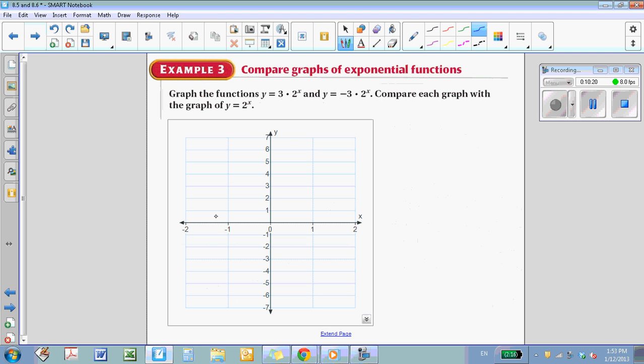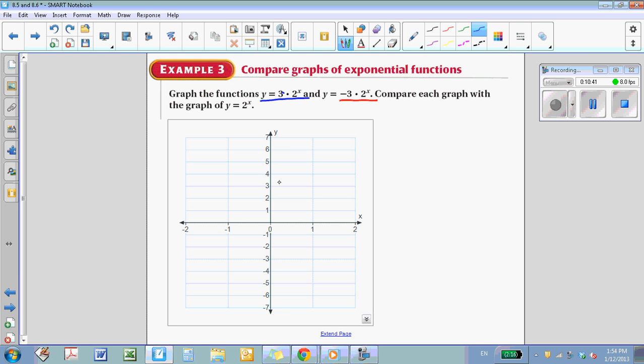Okay, so here we have to graph two things. We're going to have this blue function, and then we'll do this red function. I'm going to use the idea of the zero value and doubling and things like that, because it's a little quicker. If you want to use a table, feel free to do that.